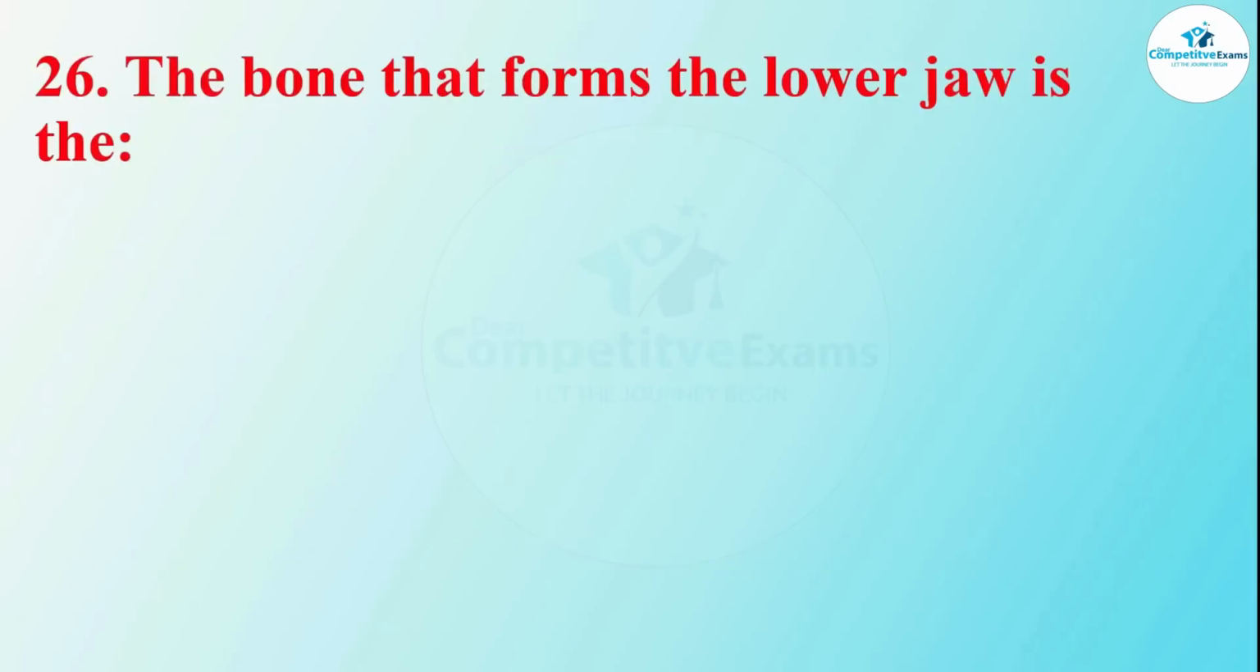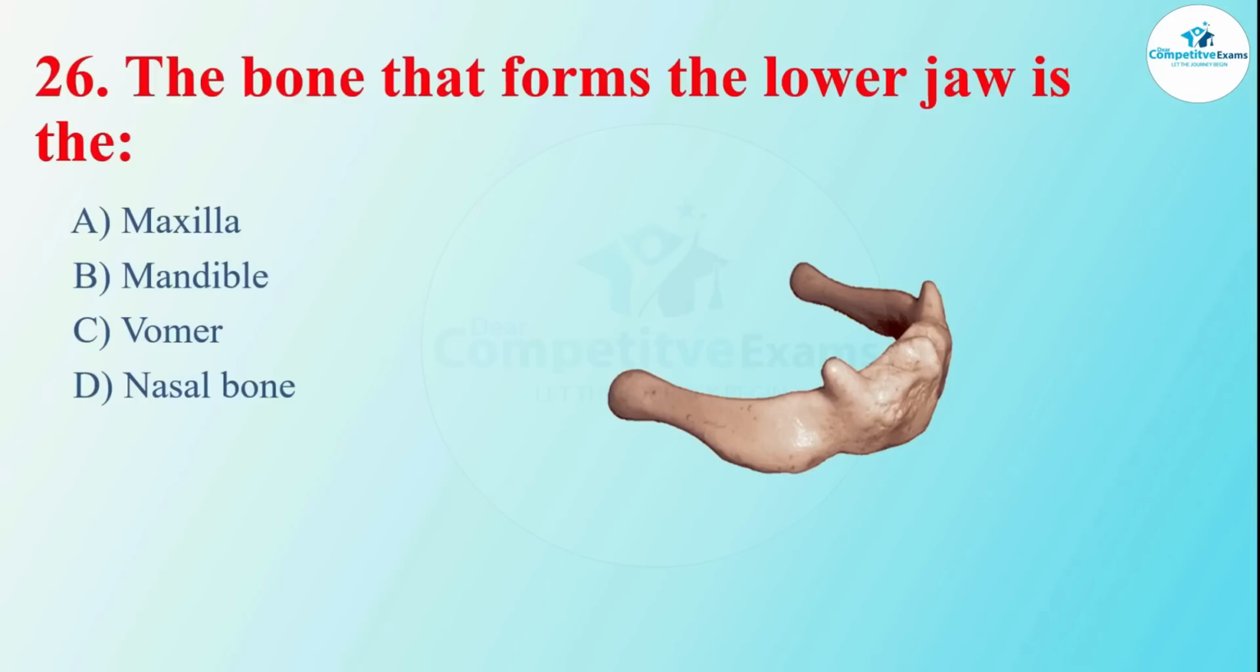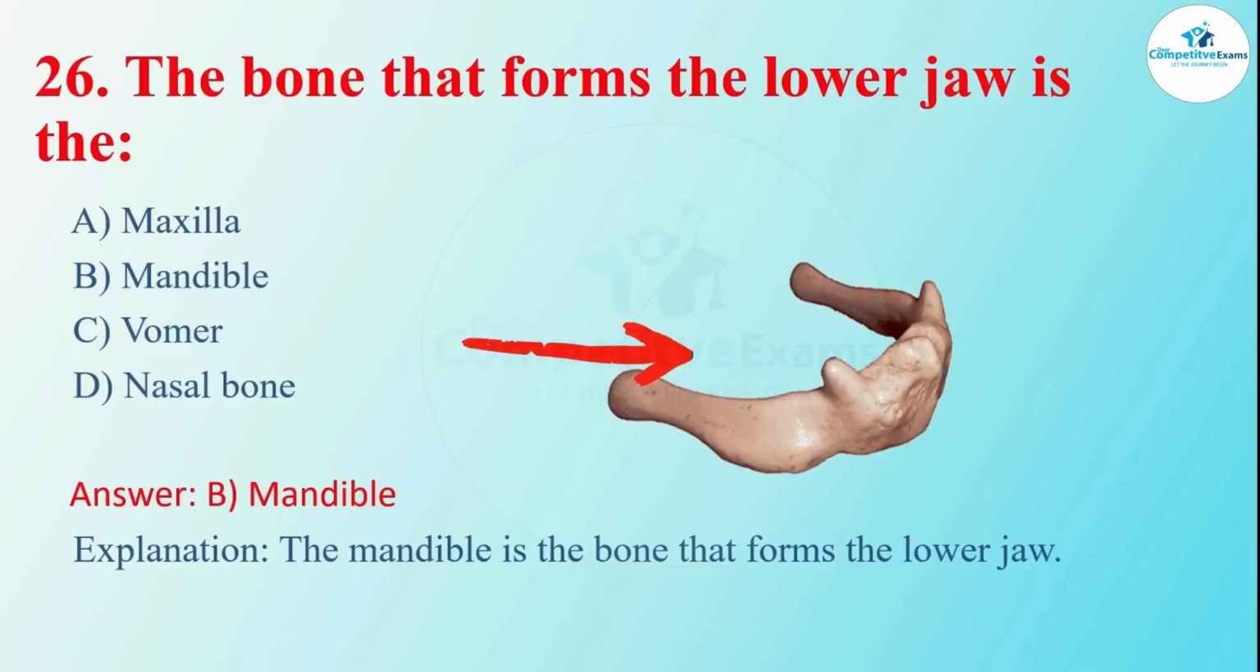The bone that forms the lower jaw is the maxilla, mandible, vomer, or nasal bone. So which bone forms the lower jaw? Your answer is mandible. The mandible is the bone that forms the lower jaw, as you can see in the picture. Let's move on to question number 27.